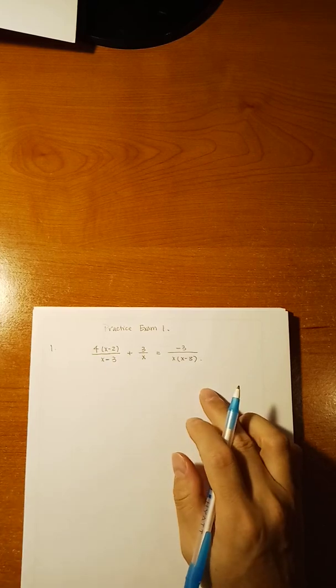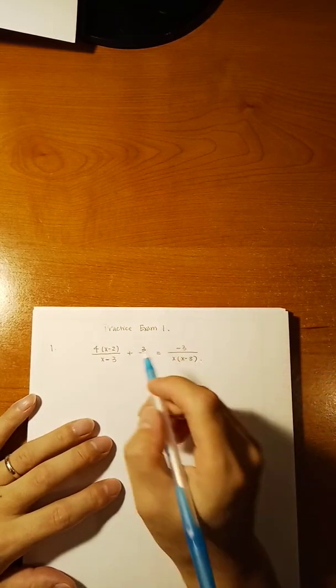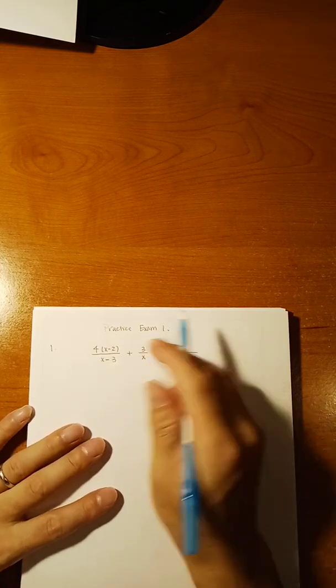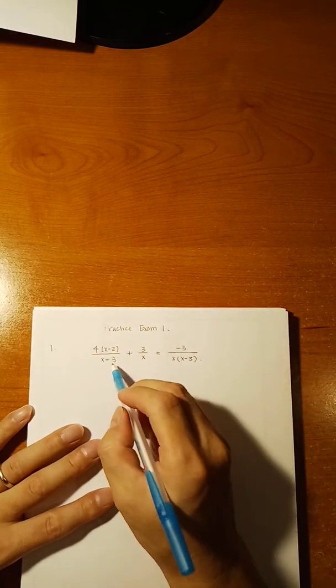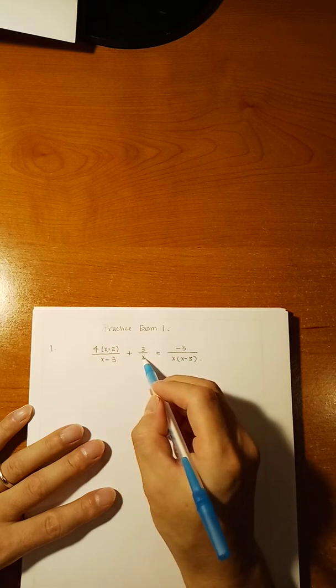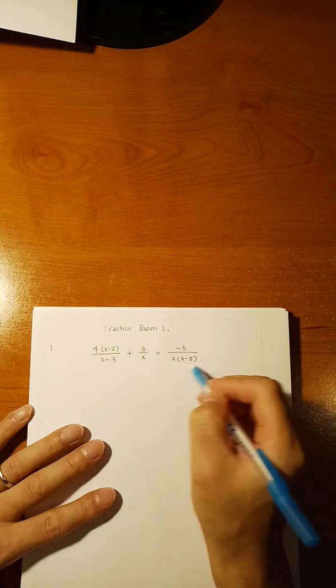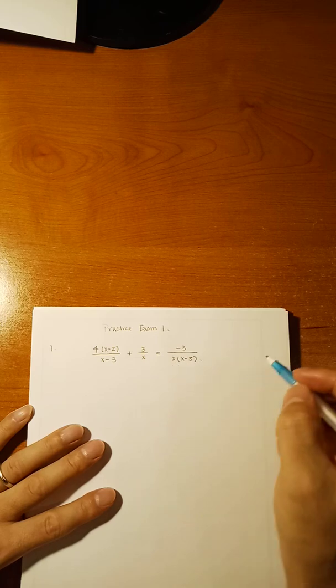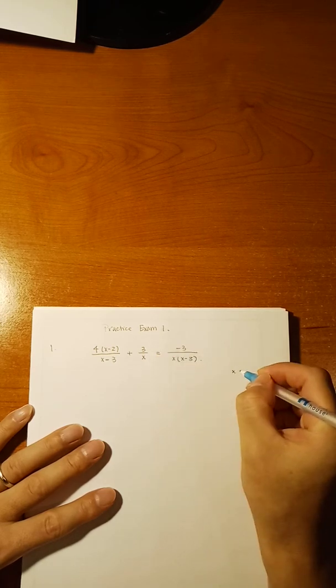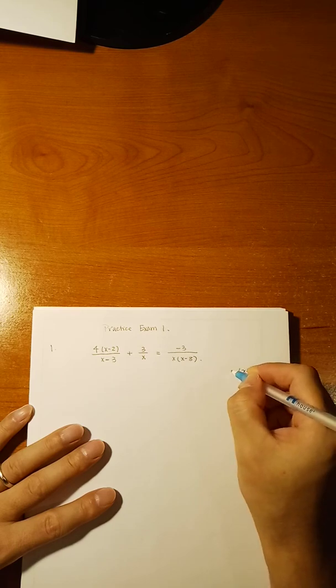Okay, solve this equation. How do we solve it? We first multiply this equation by the common denominator of two sides. This denominator has a factor x minus 3. This denominator has a factor x. This right denominator has a factor x times x minus 3. So we're going to multiply two sides by x minus 3 times x.